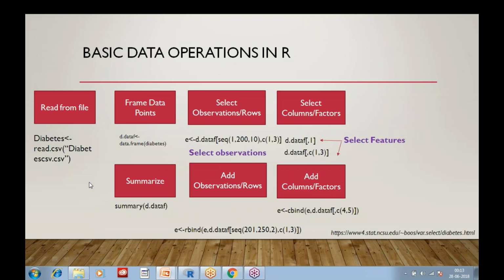We discussed reading from file earlier. So we'll read from file, get it into a file object, and frame it as a data frame where we can see rows and columns. And then we're going to filter rows and columns. Rows are the number of observations and columns are the number of features.